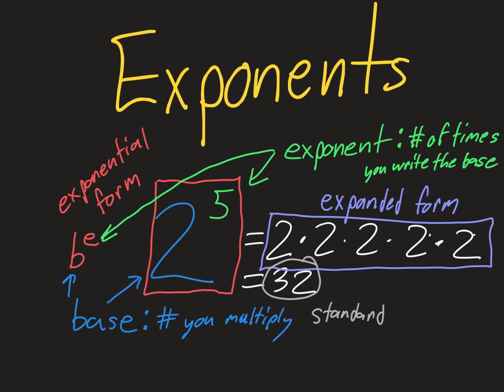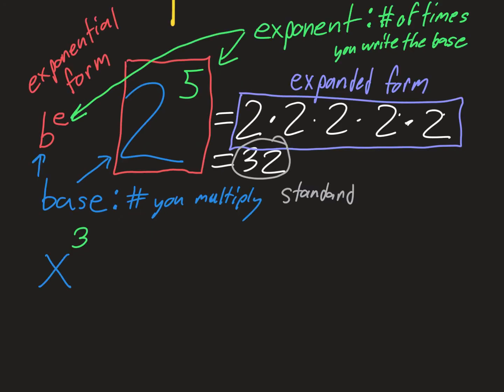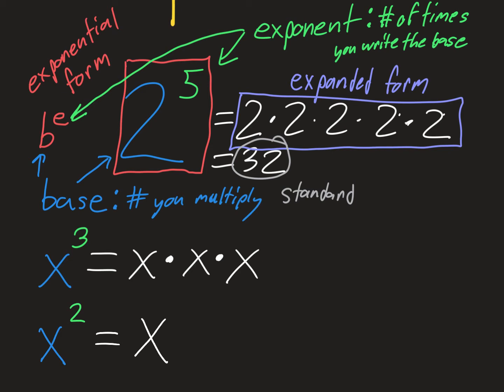Now, let's consider a generic example, x to the 3rd. The exponent 3 tells us that we must write the base x 3 times. Make sure you put a multiplication sign between each pair of x's. So x to the 3rd is x times x times x when expanded. Let's look at another example, x squared. The exponent 2 tells us we must write the base x 2 times. When we add our multiplication sign, we get x squared is x times x when expanded.